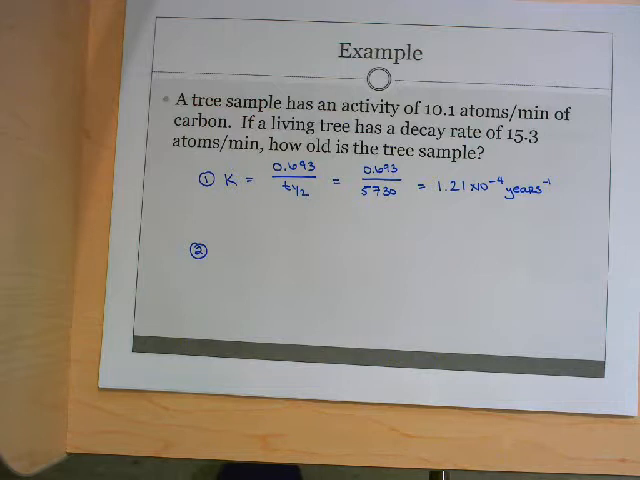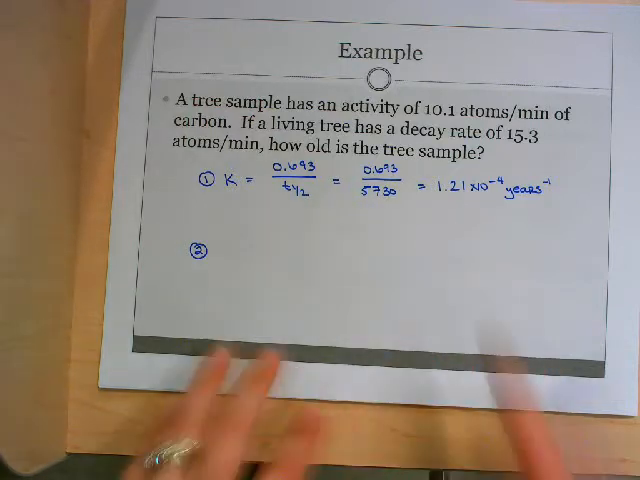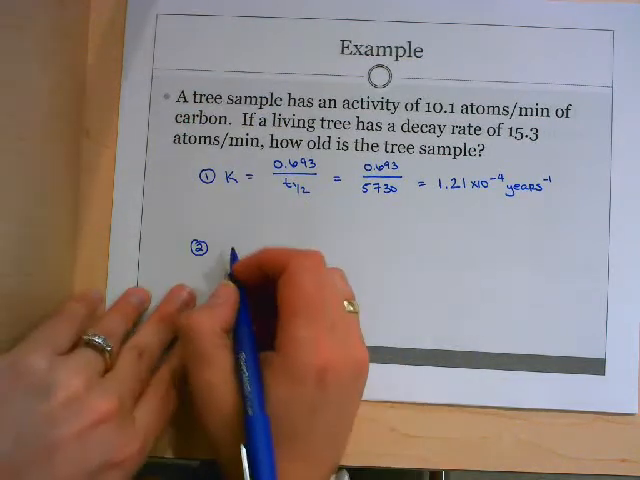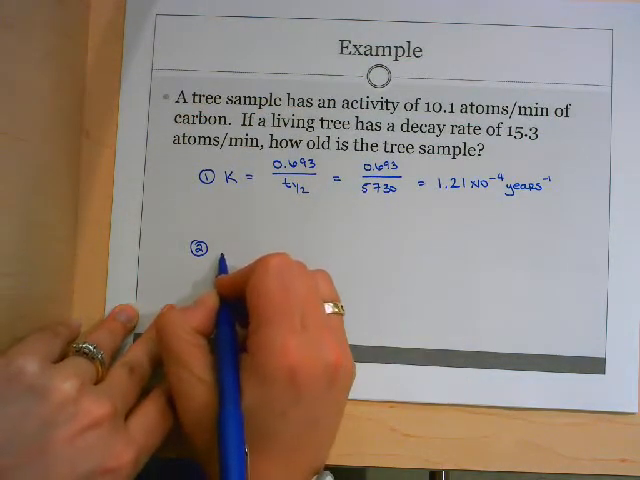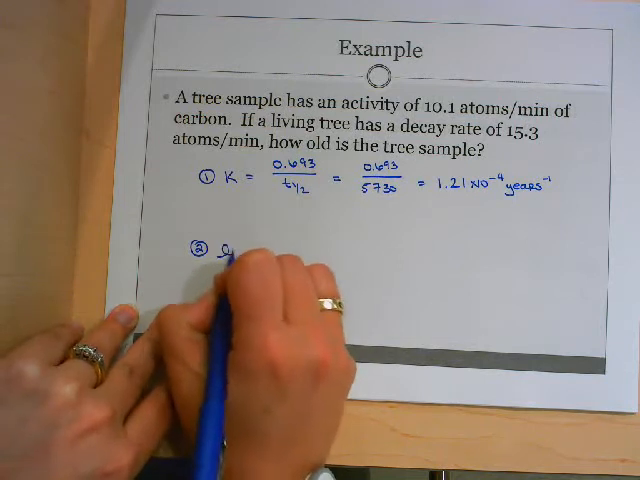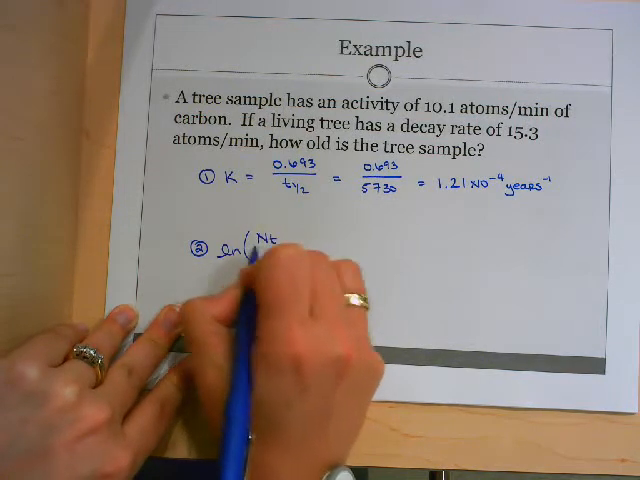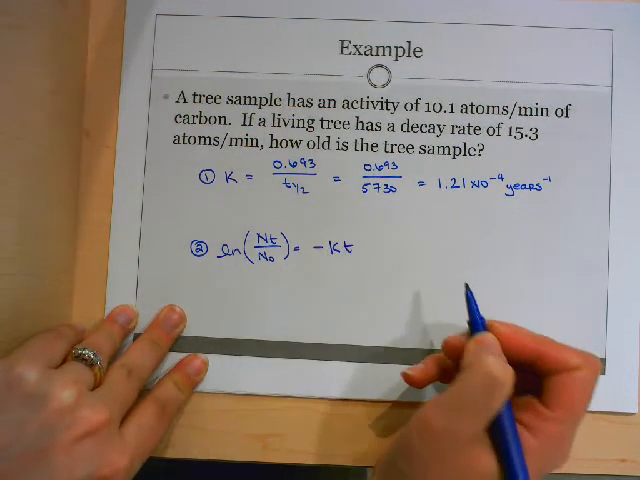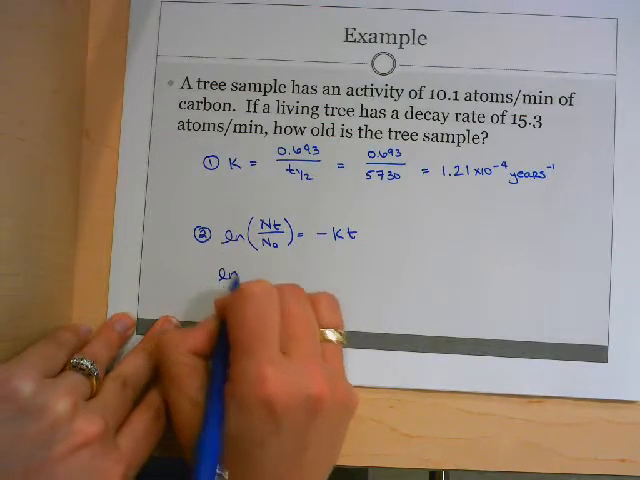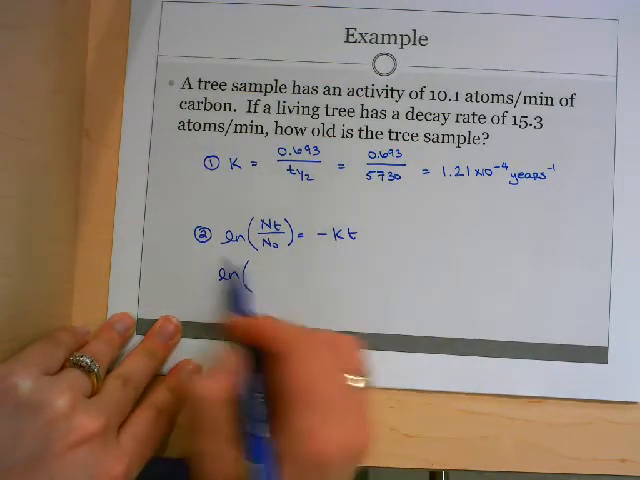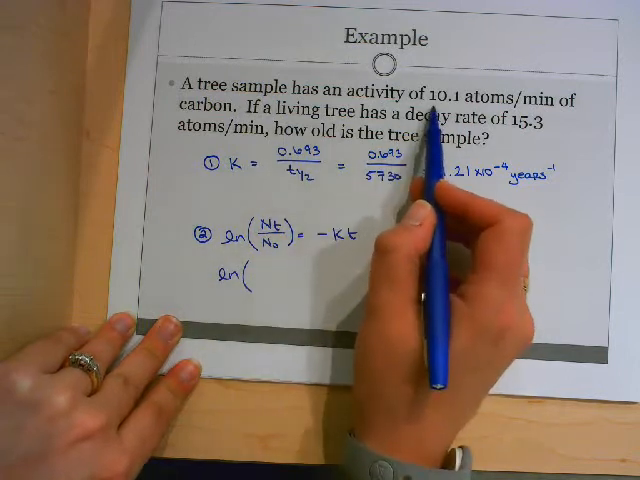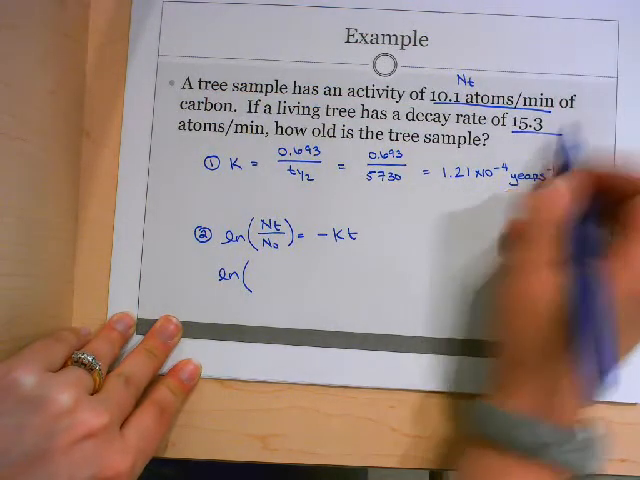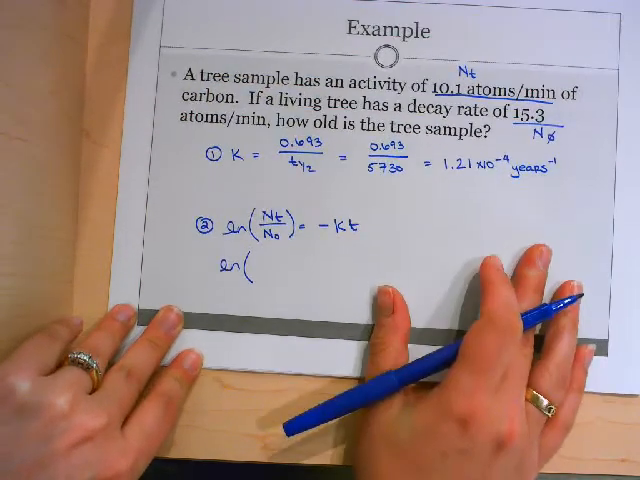So now I can actually go in and use this k and this ratio to figure out how long the tree has been dead, I guess. No longer living. Alright, so this is our N_t, right? This is our old tree, and this one is our current tree.